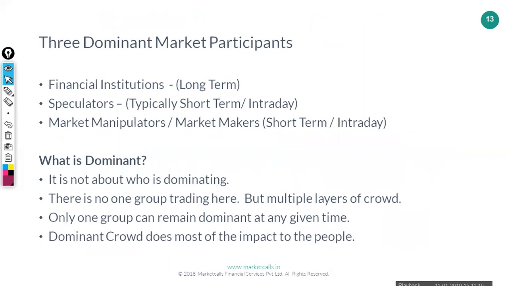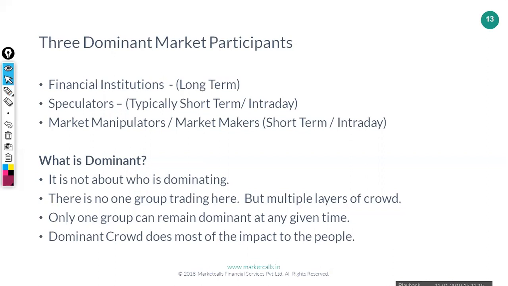So at any given time, there will be three dominant market participants. One is mostly financial institutions. Their objective is mostly long-term because they are mostly funds. 80% of the funds are long-term oriented funds, and only 20% play long-short funds or arbitrage funds. They're mostly trading money kind of funds.